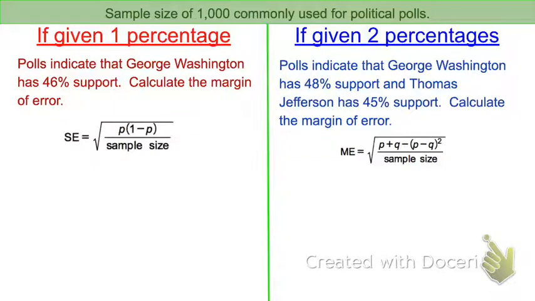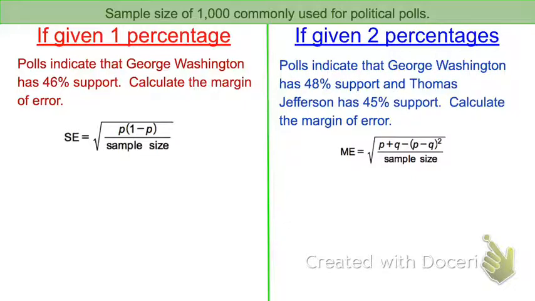All right, here I'm going to go over two different examples using two different formulas you can use to find the margin of error if you're either given 1% or if you're given 2 percentages. So first, the one on the left in red, if we're given 1%, it says polls indicate that George Washington has a 46% support. They want us to calculate the margin of error.